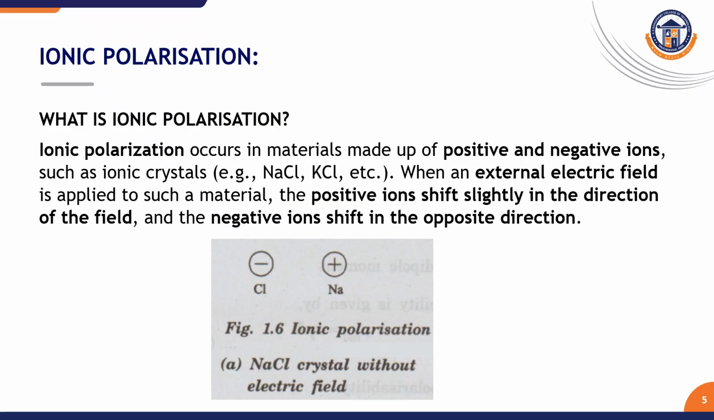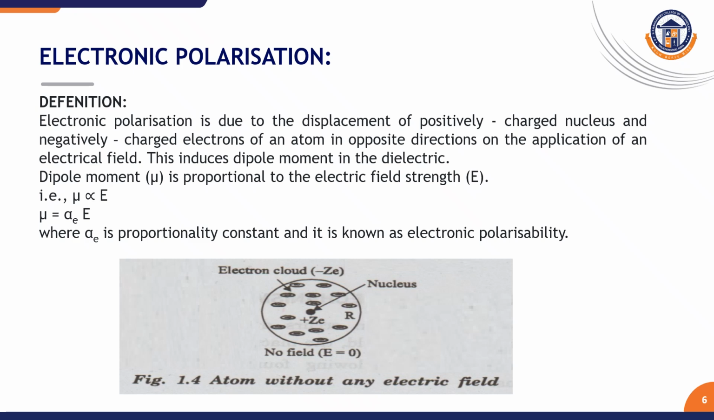The second one, electronic polarization. In electronic polarization, the nucleus and electron cloud shift slightly in opposite directions. This happens in all dielectric materials. The induced dipole moment is proportional to the electric field. Electronic polarizability is independent of temperature and proportional to atomic volume.